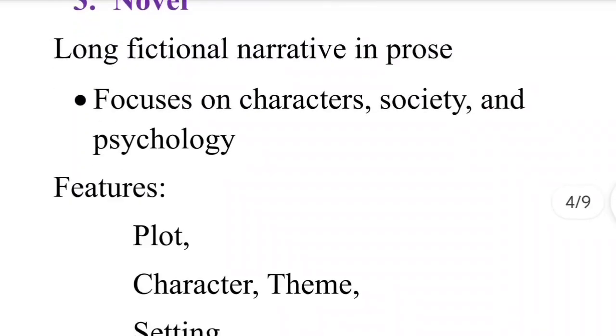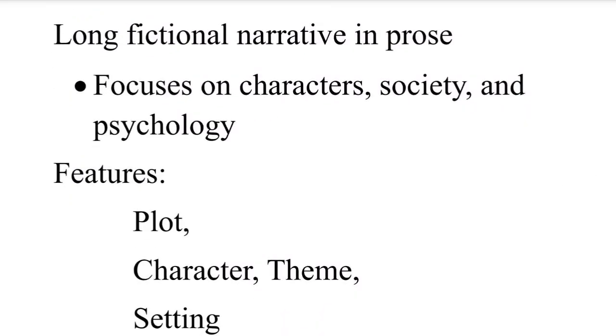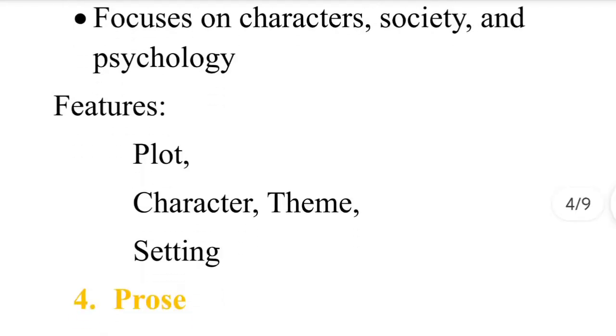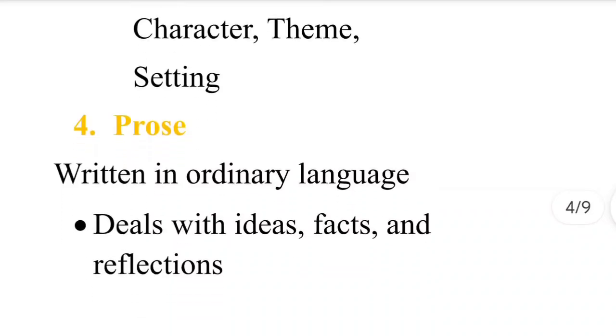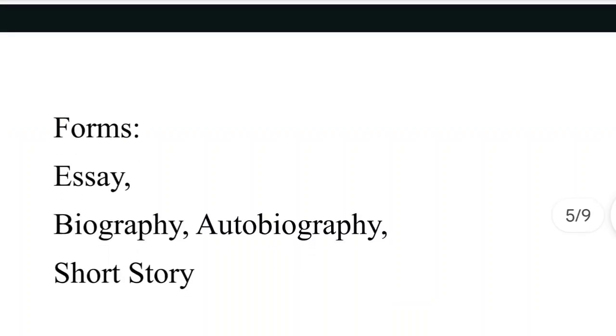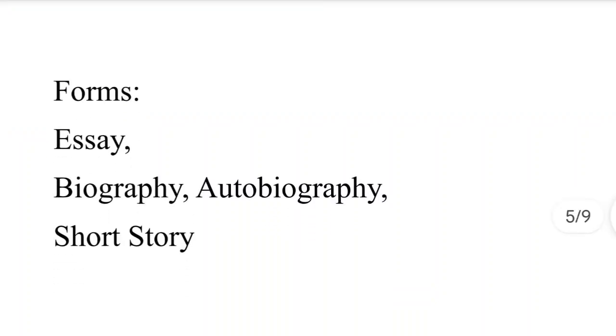And the major features of the novels are plot, character, theme, and setting. And the final form is prose. Prose is written in ordinary language and deals with facts, ideas, and reflections. Anything which is written in ordinary language is considered prose, which includes ideas, facts, and reflections. And the major forms of prose are essays, biographies, autobiographies, and short stories.